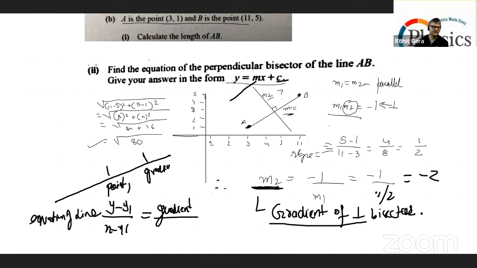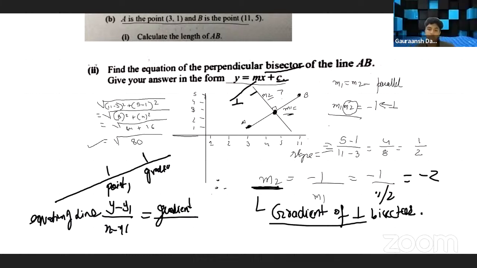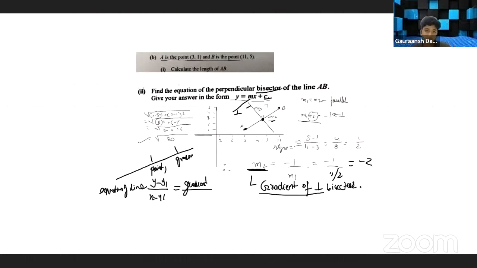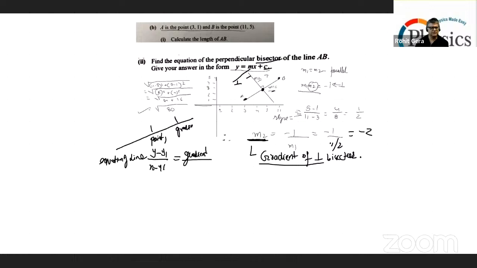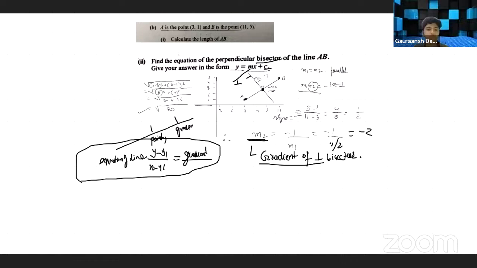Now do use this. So do you know a point on this perpendicular bisector? Because it's a bisector, the midpoint of AB also lies on the perpendicular bisector. Find the midpoint of AB. Okay. Do you know this form? Yes. Okay, very handy. One point on the line and the gradient are enough.